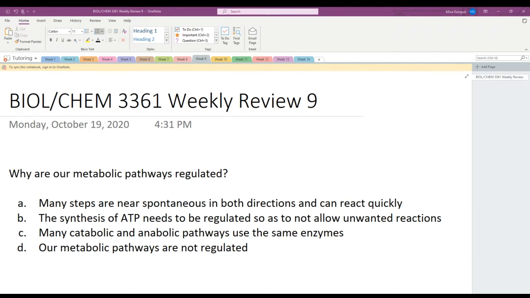After we learn about carbohydrates, we talk about glycolysis, gluconeogenesis, glycogenesis, which is the formation of glycogen, and glycogenolysis, which is the destruction or the use of glycogen. Then the pentose phosphate pathway, the tricarboxylic acid cycle, and finally the electron transport chain.